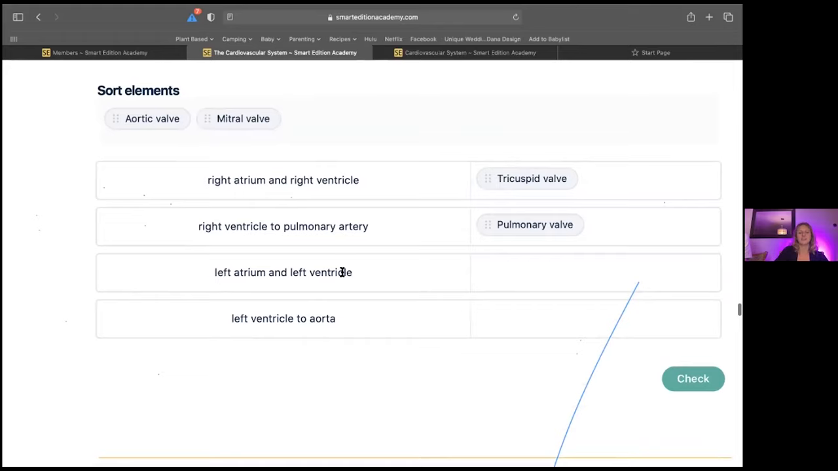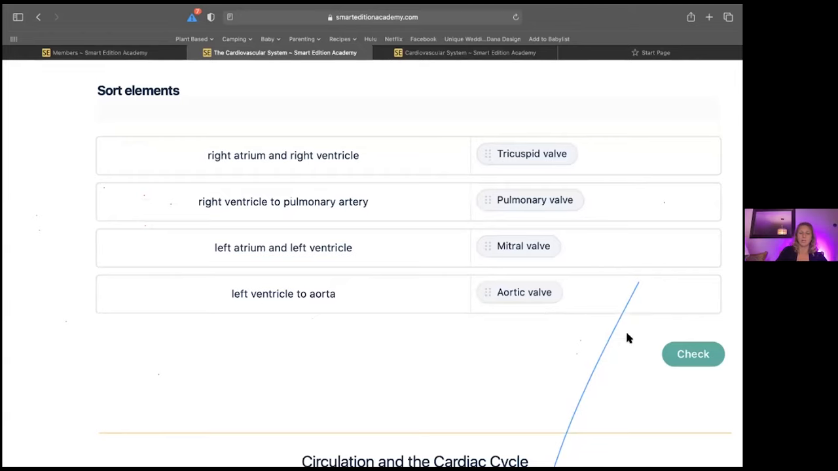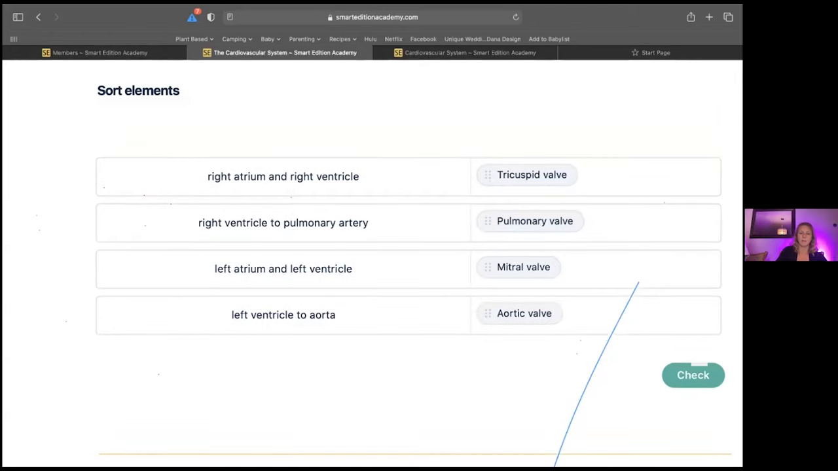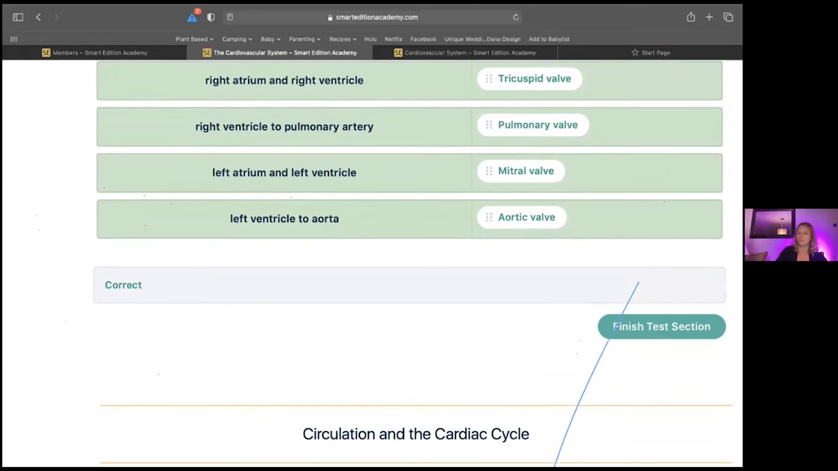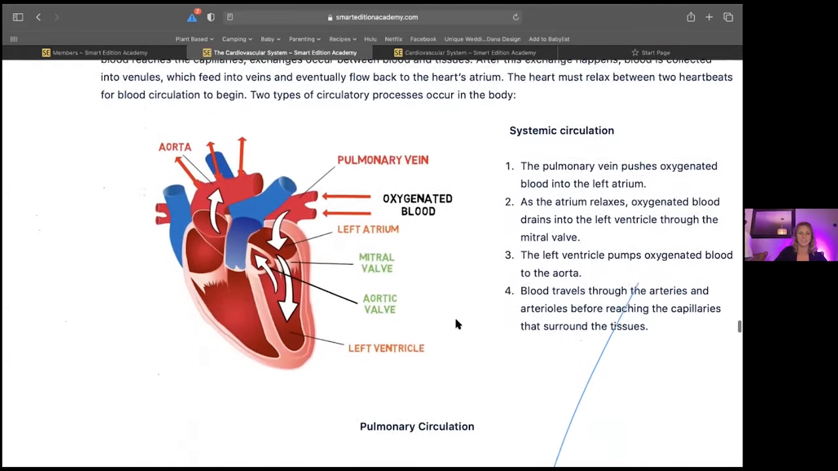All right. So then the blood comes back from the lungs with oxygen through the pulmonary vein into the left atrium. And what's the valve in between left atrium and left ventricle? We're going to go with mitral valve. And finally, the left ventricle is going to send the blood, oxygenated blood, away from the heart through the aorta, through the aortic valve. Let's see if that's right. Yay. Great job, everyone. Good job.